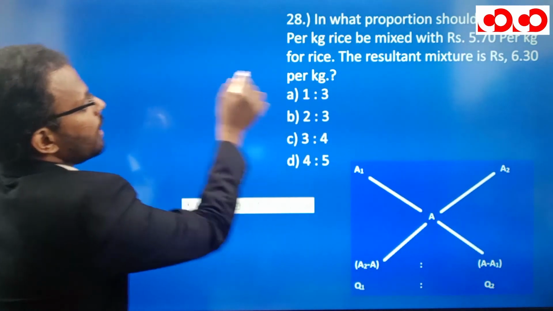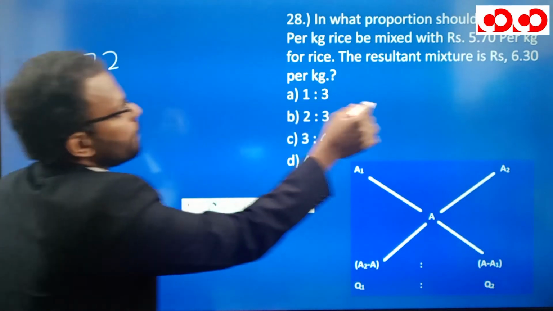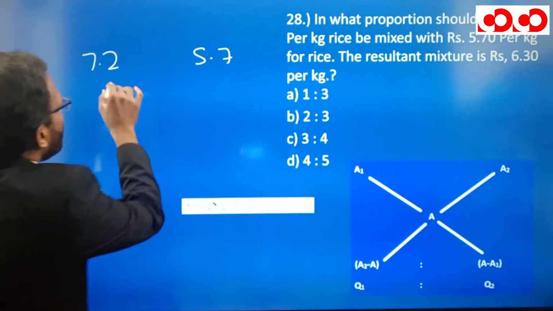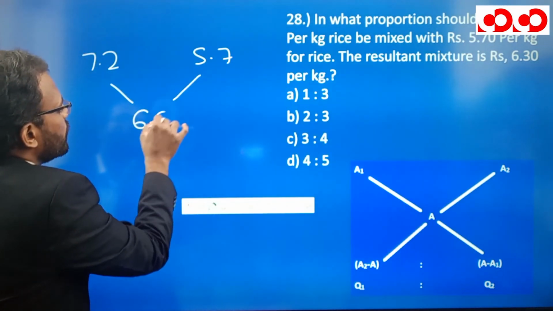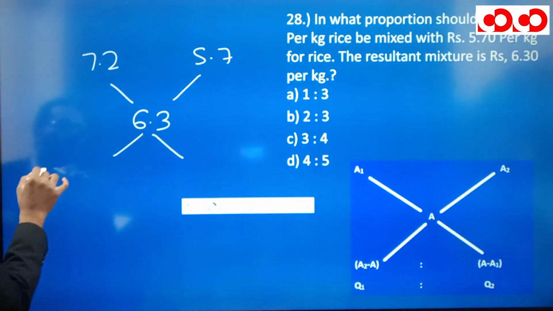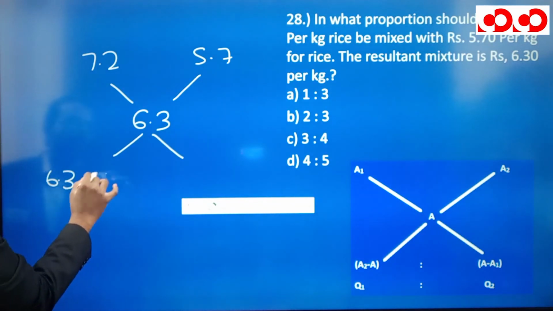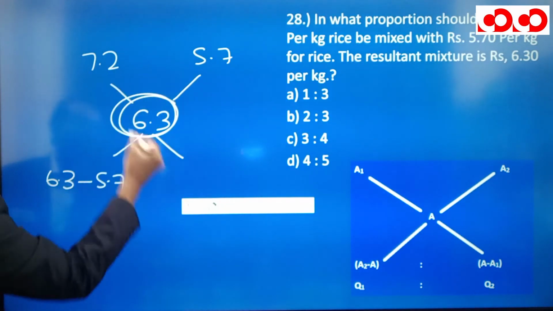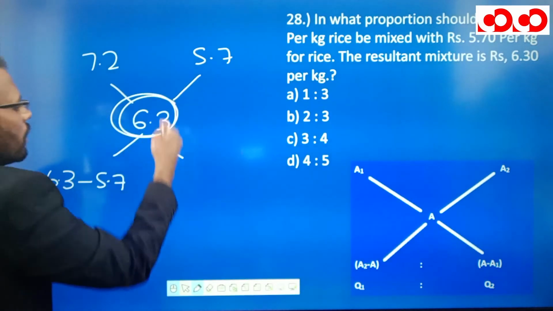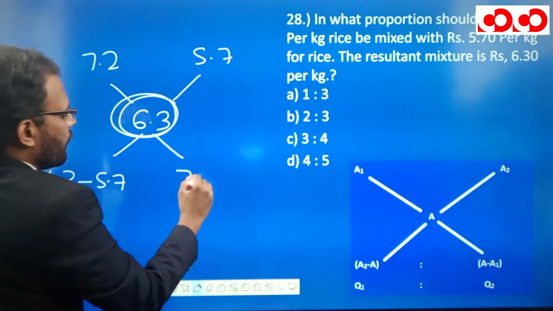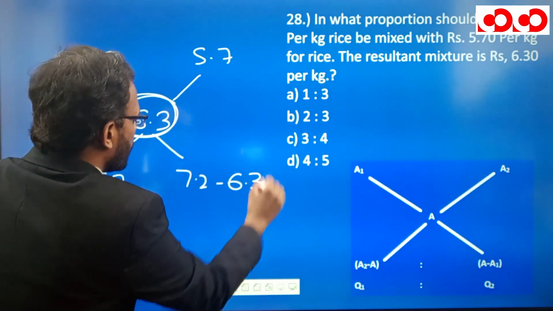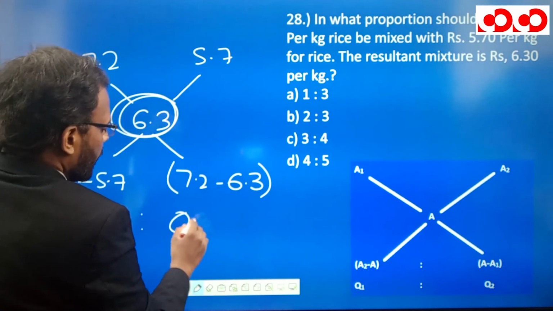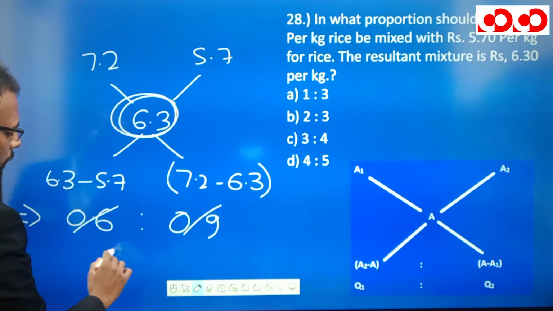The first price is 7.2 rupees per kg, that is the average price. For the second one it is 5.7. Again this is the average price of the second one. When you are mixing it, the mixture becomes worth 6.3. So over here you are going to write 6.3 minus 5.7. Always this number will be bigger than one and smaller than the other. So here you will write average minus smaller one, and here you will write the bigger number, 7.2 minus 6.3. I hope this is very clear. So this will become 0.6 and over here you will get 0.9, and this is 6:9, which will become 2:3.